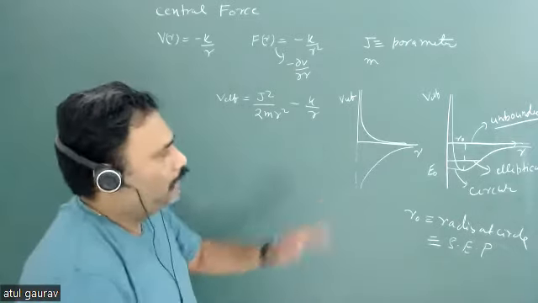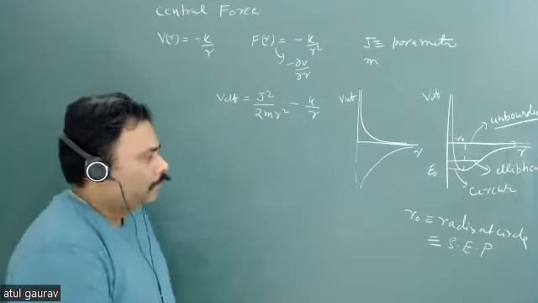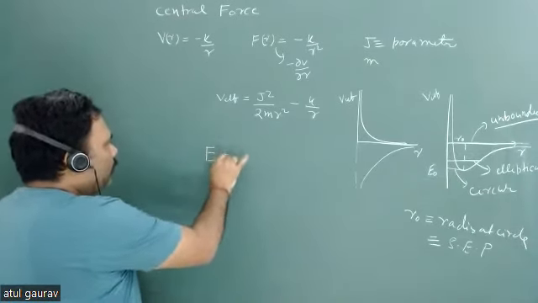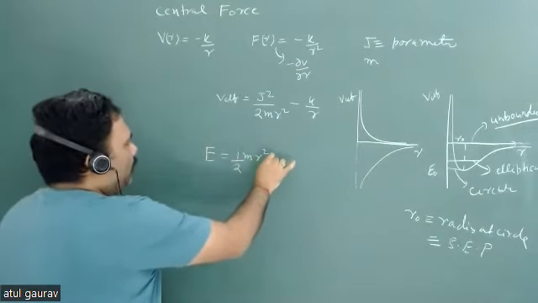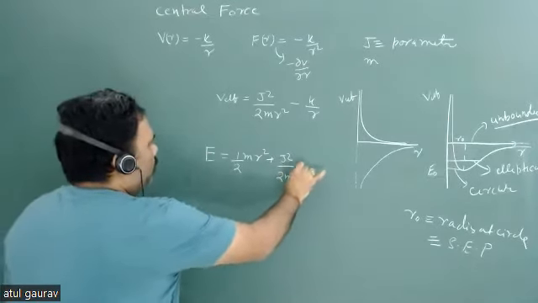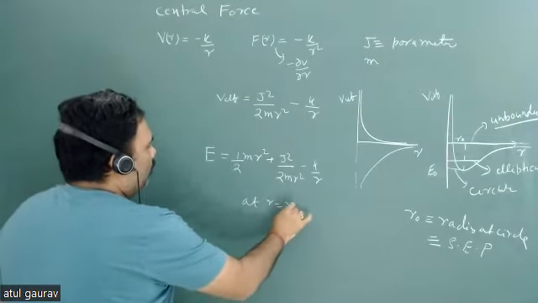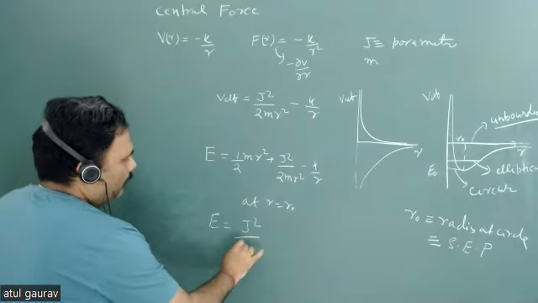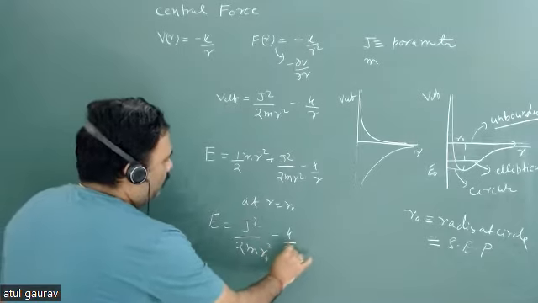Now let us try to figure it out. What will be the value of E naught for the circular orbit? For energy E, the total energy is half m r dot square plus j square upon 2m r square minus k by r. At r equal to r naught, my energy E is equal to j square upon 2m r naught square minus k by r naught.